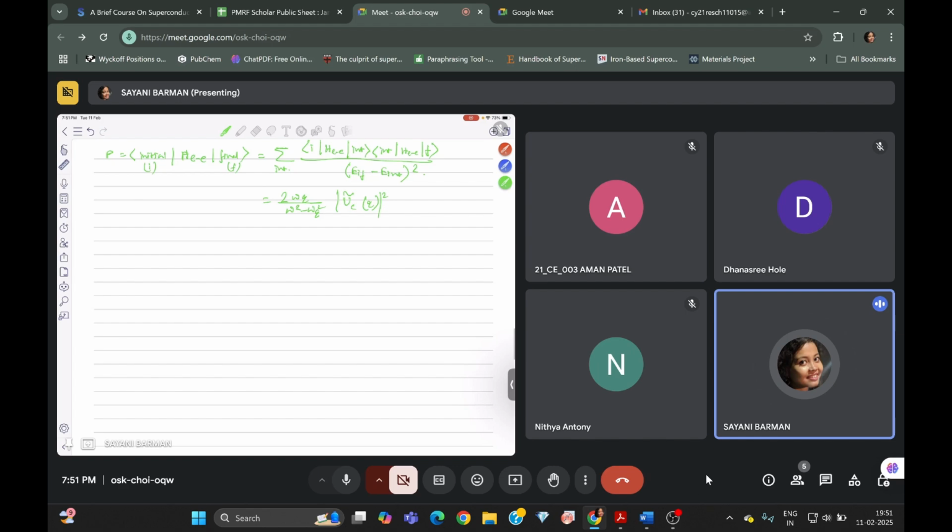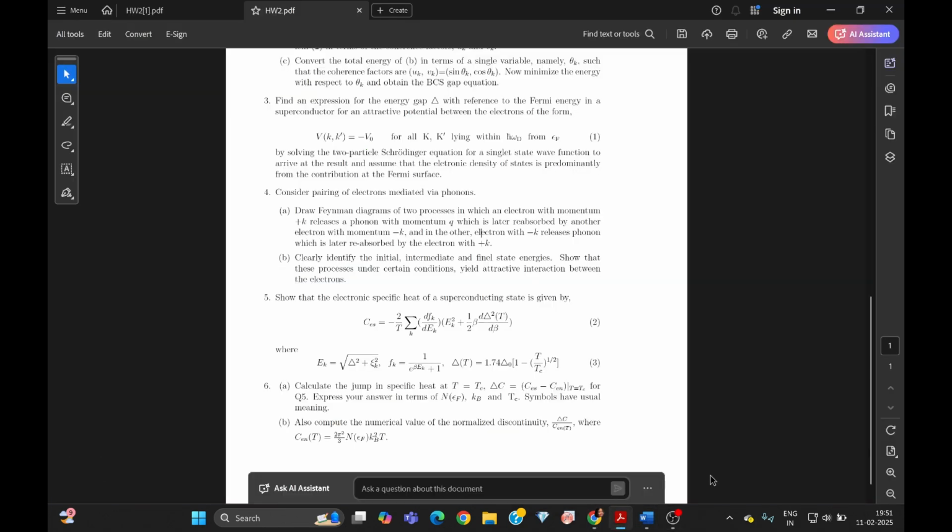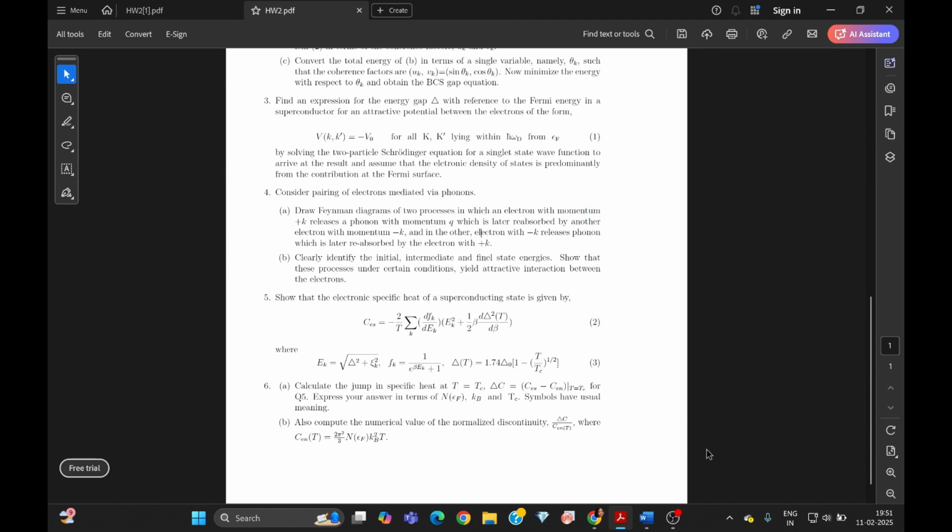So the question was asked: show that this process, under certain conditions, yields attractive interaction between the electrons. So we have shown the electron interaction from the initial to final stage, taking the intermediate, of course. If we try to draw the potential, this is for the omega term, of course. So this is the relevant regime where the potential will be attractive.